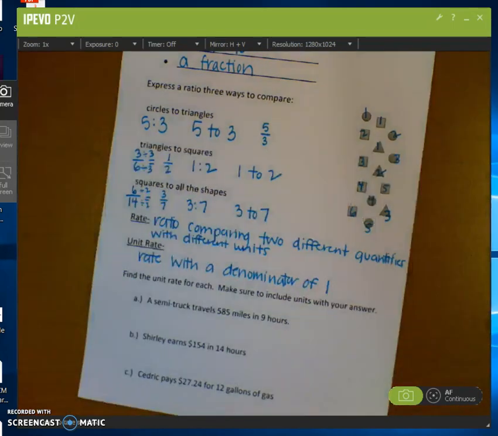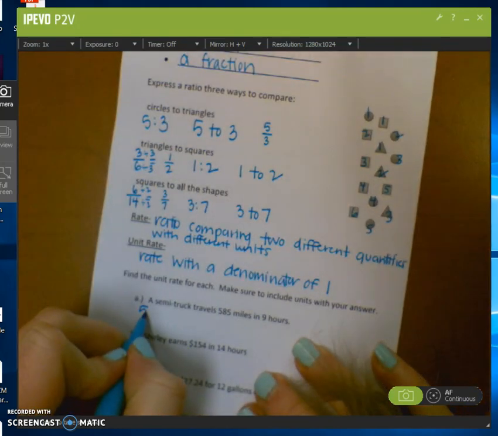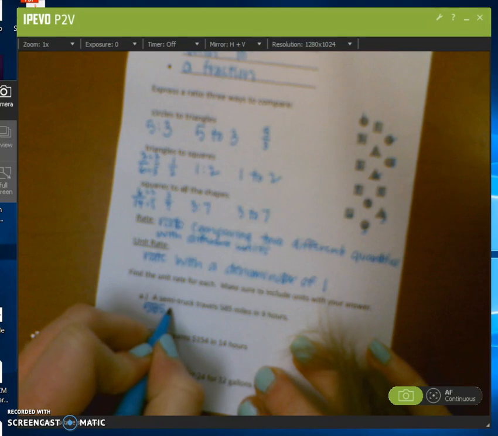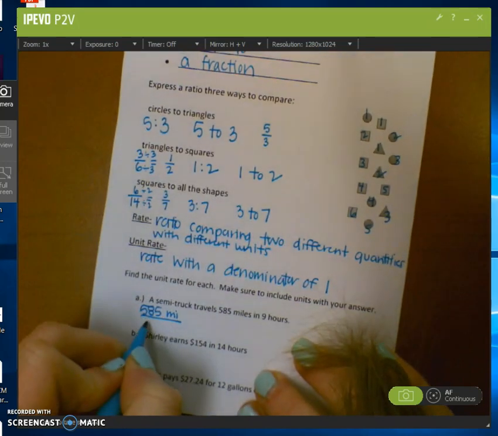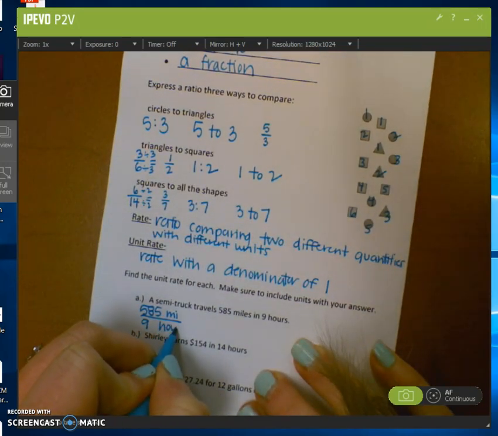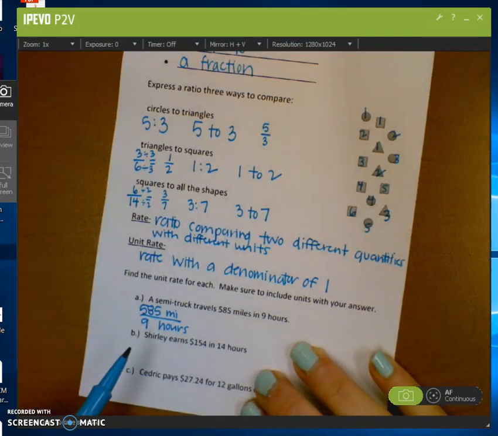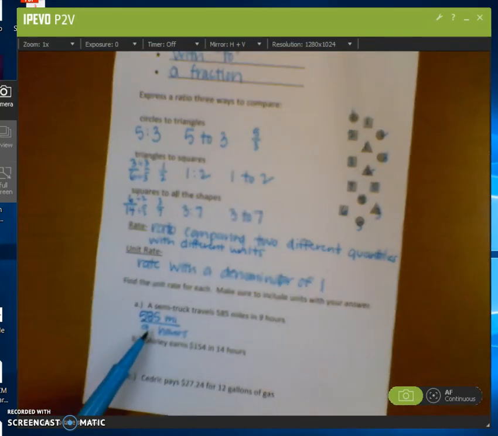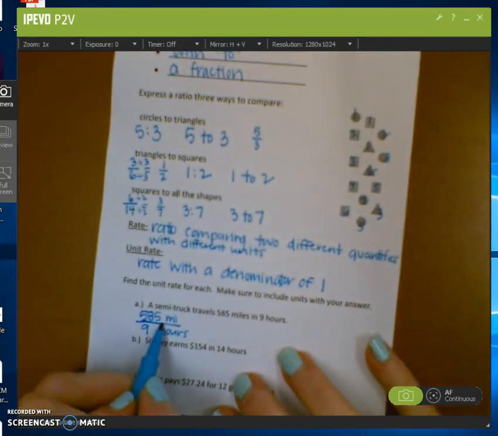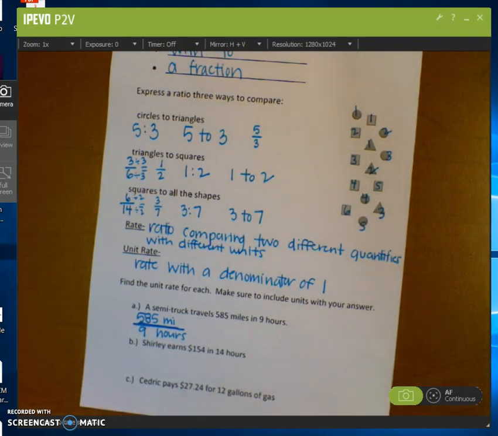So down here, it's going to ask us to find the unit rate and make sure that we include units with our answer. It says a semi-truck travels 585 miles in 9 hours. So 585 miles for every 9 hours. This is a rate because it has two different quantities we're comparing using the fraction bar, using division. And we've got miles and hours.